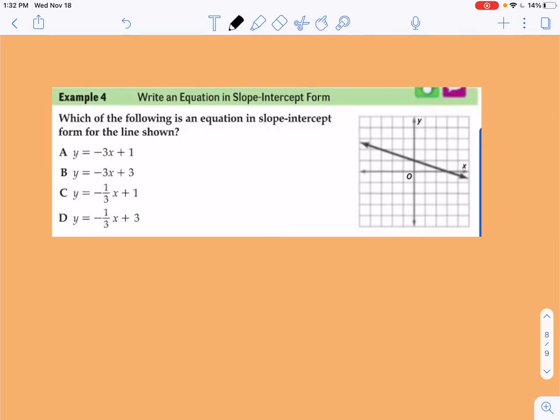And then we're going to look at an example of how we write an equation in slope-intercept form when they give us a graph. So this one says, which of the following is an equation, and then it gives you 4 options.